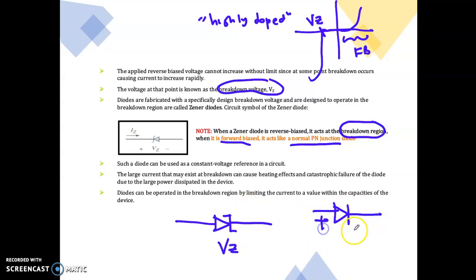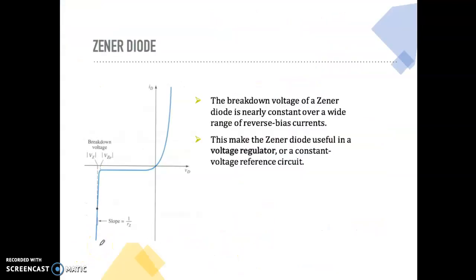So here will be plus, here will be minus. At their normal condition, meaning at the forward bias, the Zener diode will behave normally. But at the reverse bias, here will be plus and here will be minus. Okay, so this is what happens to your Zener diode.